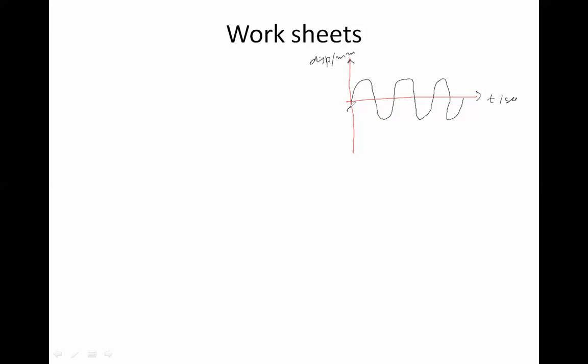This is 0, this is 1, this is 2, this is 3, this is 4, this is 5, and let's say here is 12. This diagram is a part of the question.